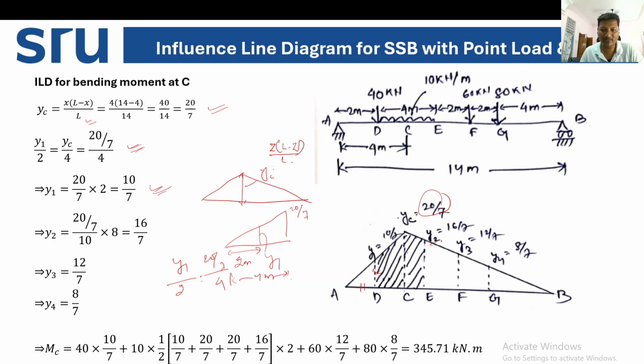Similar way we can calculate Y2, Y3 and Y4. So Y2 is 16 by 7, Y3 is 12 by 7 and Y4 is 8 by 7. Once you get these ordinates, we can find out the maximum bending moment at C. That is load into, what is the formula? Load into ordinate if it is a point load. If it is a UDL, it will be load into area under the load.